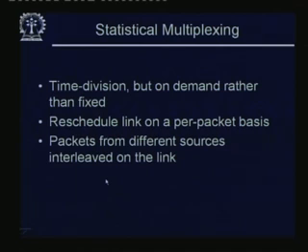Now, we talk about the other kind of time division multiplexing, namely statistical multiplexing. This is time division, but on demand rather than fixed. So, we reschedule the link on a per packet basis, and packets from different sources are interleaved on the link. Remember, as I mentioned, the disadvantage of time division multiplexing is that even if the sender does not have anything to send, that time slot will go empty, we cannot utilize it, because otherwise on the demultiplexer side we will not be able to decipher who it is in the pure time division multiplexing.